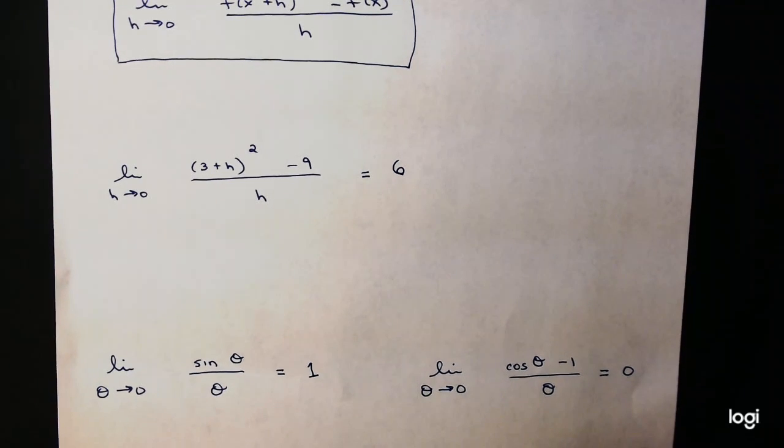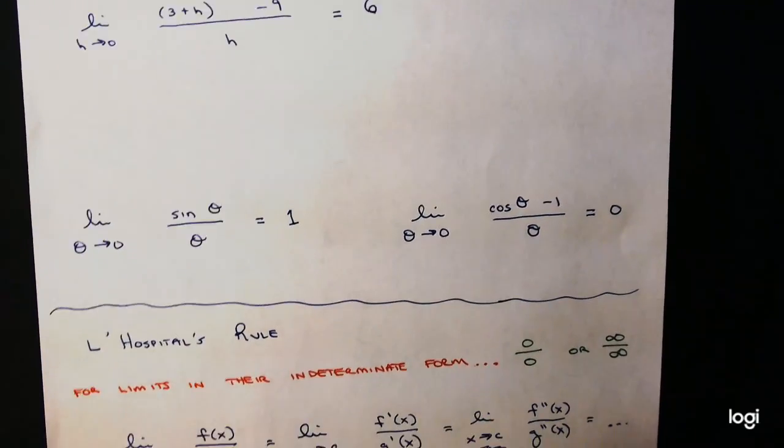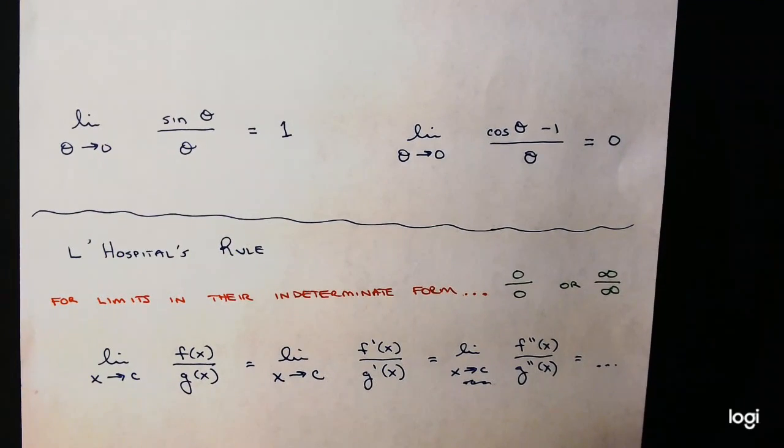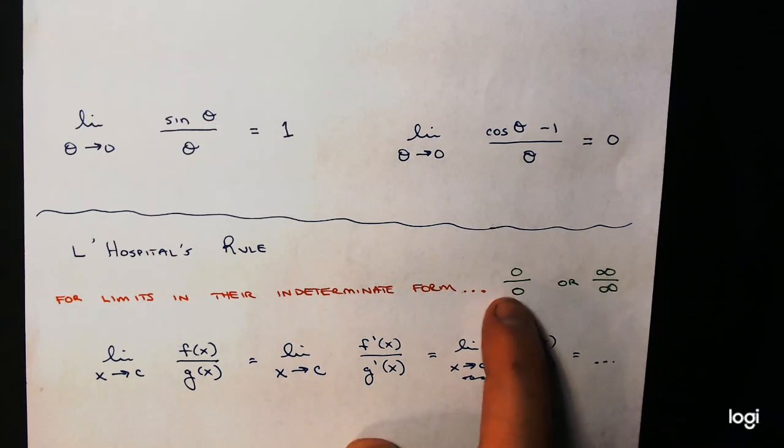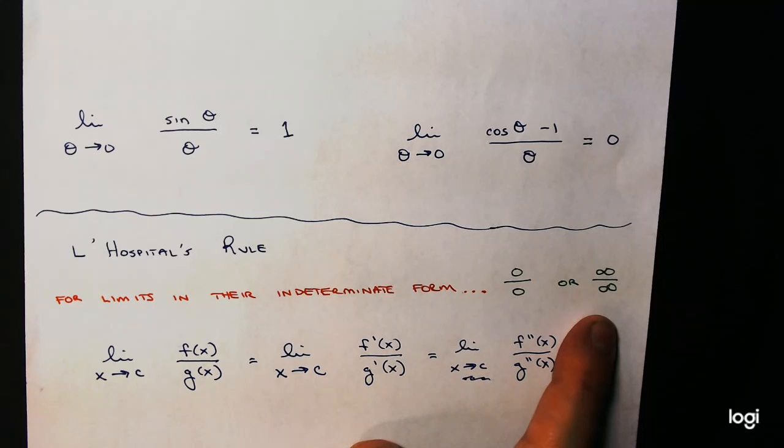Okay. So here's L'Hopital's rule. And notice in red there, it's only for limits in their indeterminate form. And there's different indeterminate forms, but the two we're going to focus on here, and you don't have to worry about the other ones. You can look them up if you want. But 0 over 0 is indeterminate, as well as infinity over infinity.